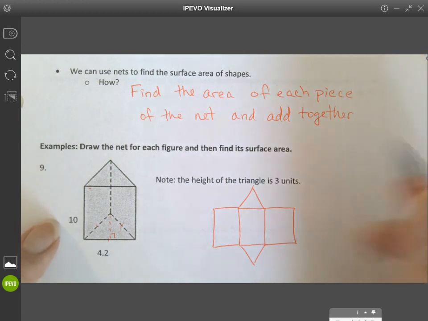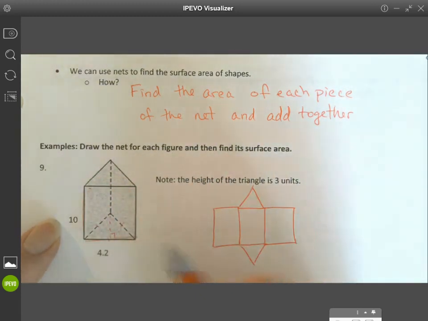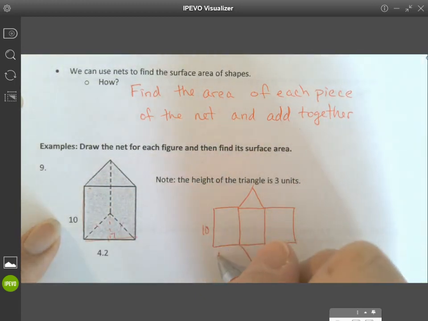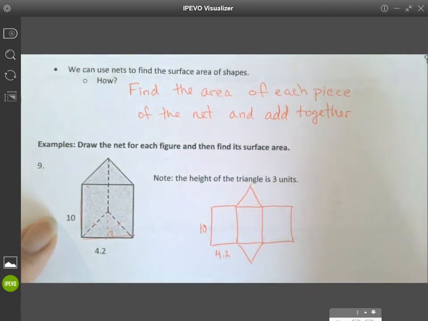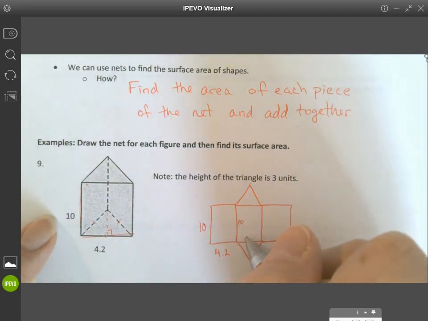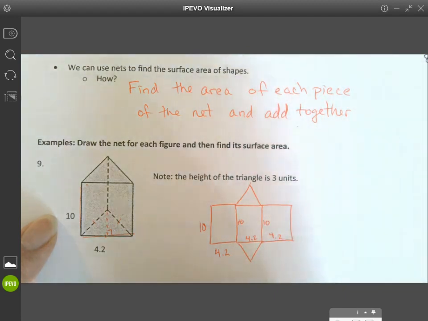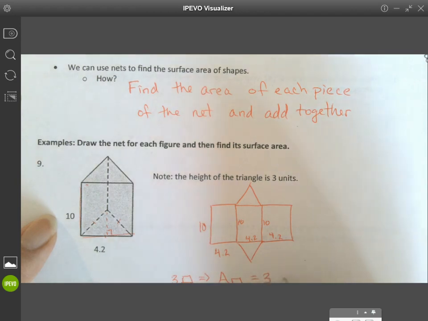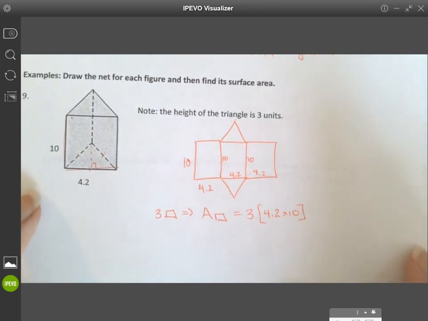Now, each rectangle is 10 by 4.2. 10, 4.2. And don't I have 3 of those? 10, 4.2, 10, 4.2. All right, so I have 3 rectangles. So the area of my rectangles, I have 3 of them, is base, 4.2, times height, 10.